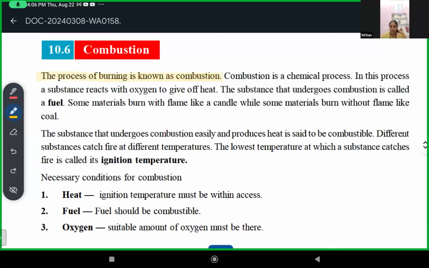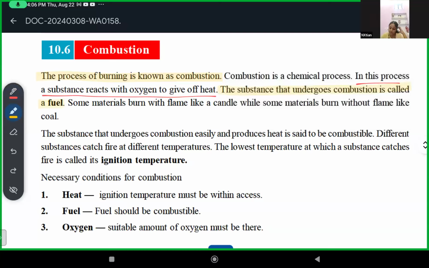And why is it a chemical process? Because a reaction is taking place in it. How? In this process, a substance reacts with oxygen to give off heat. This is the combustion reaction that's taking place. The substance that undergoes combustion is called a fuel.